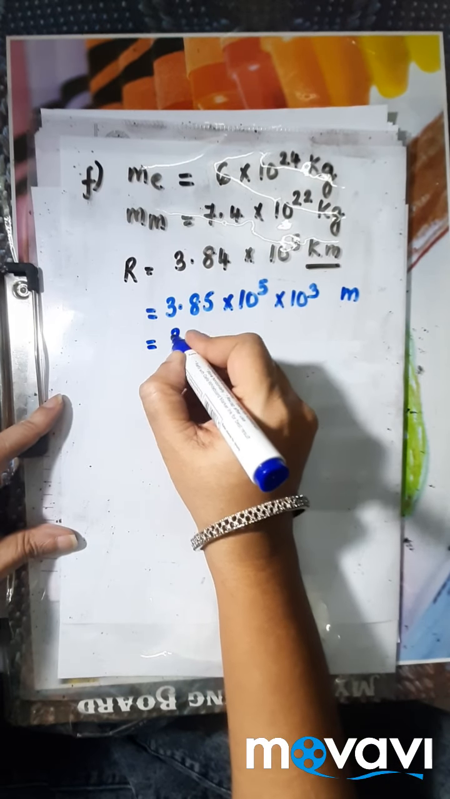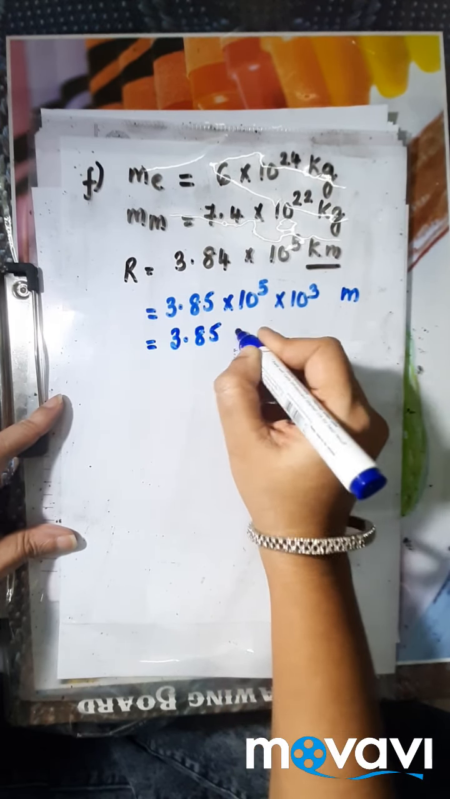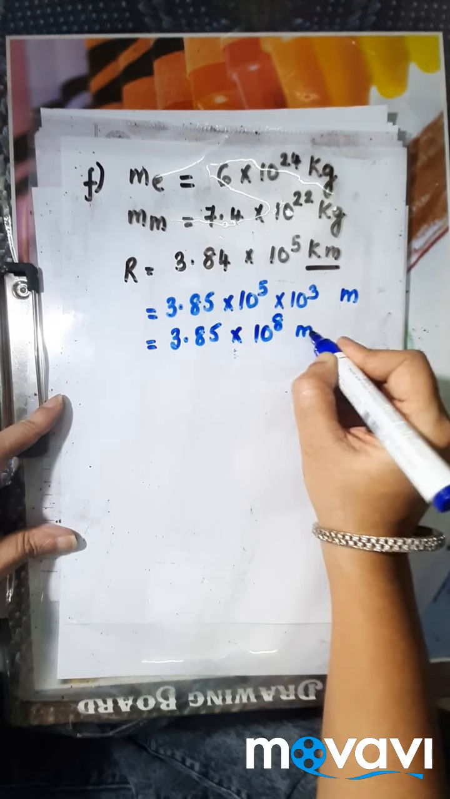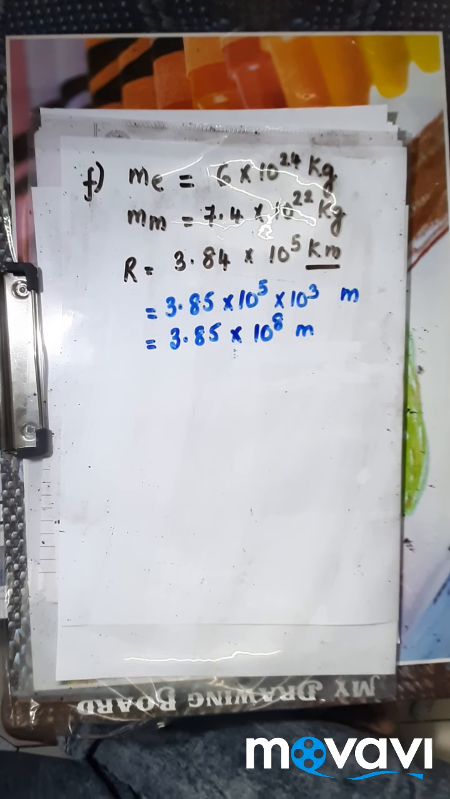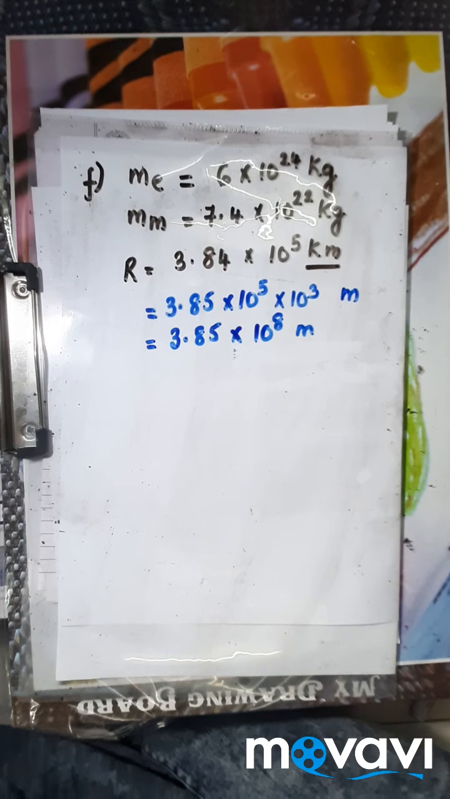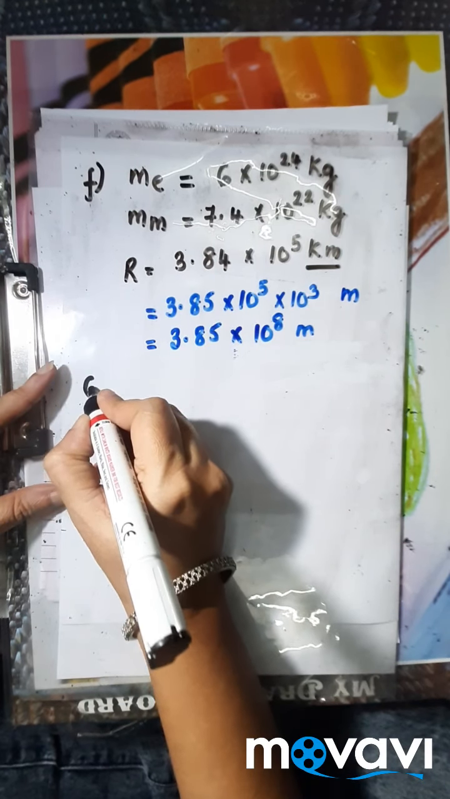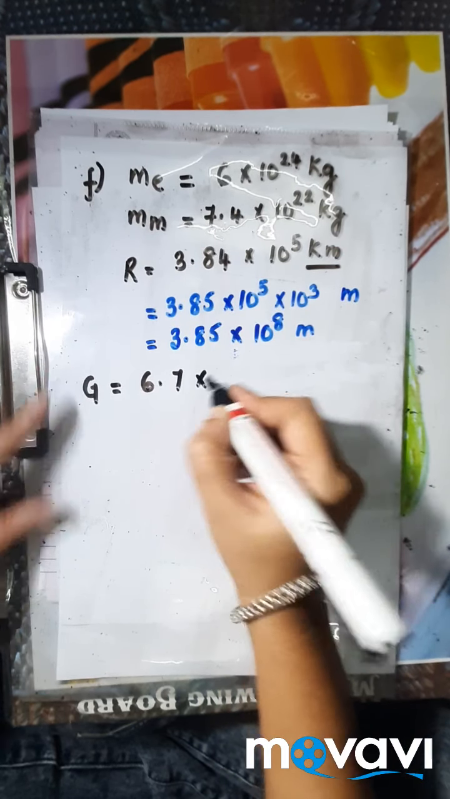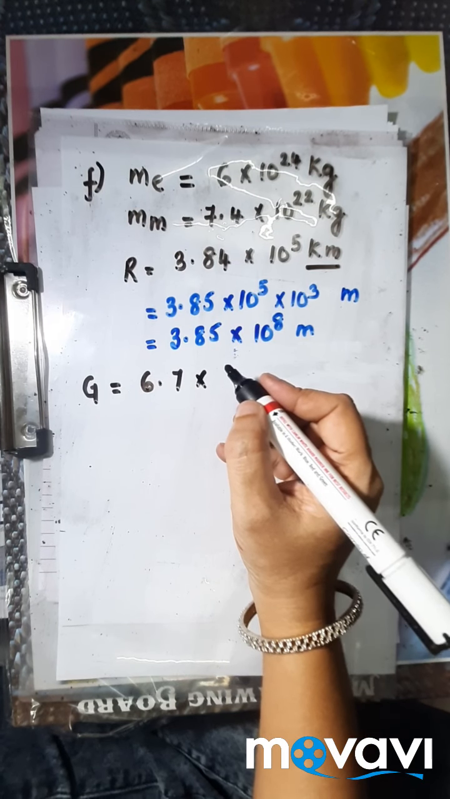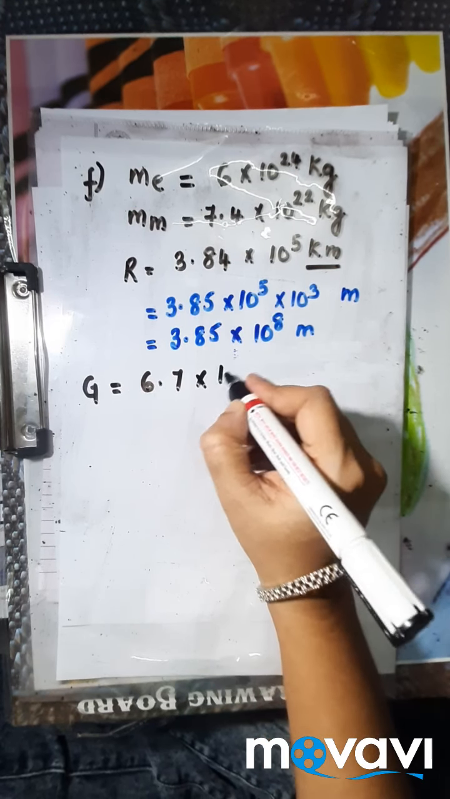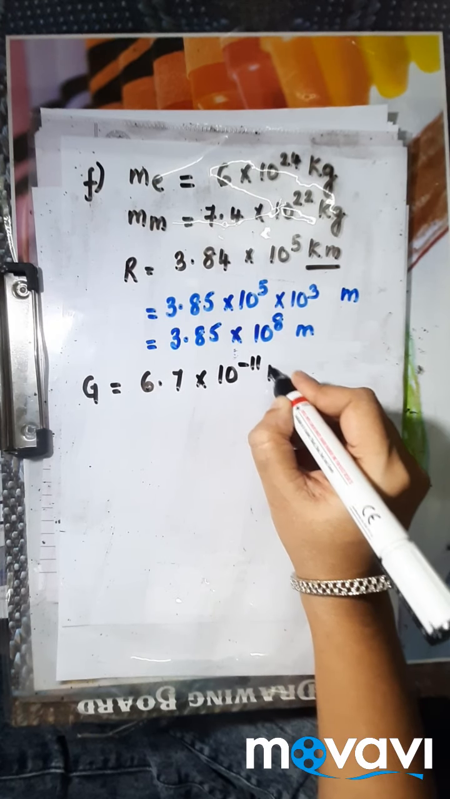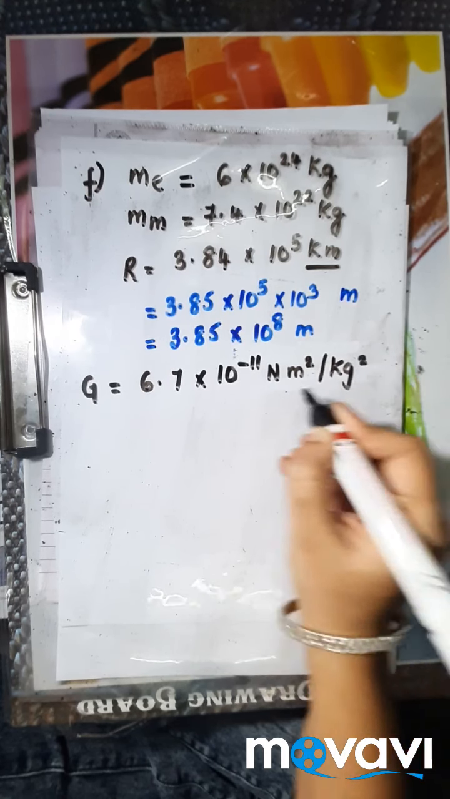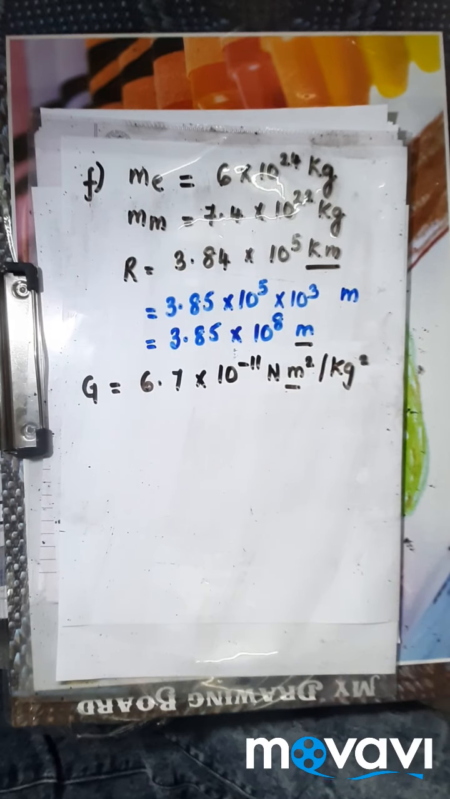So I will write this as 3.84 multiplied by 10 raised to 5 plus 3. Okay, indices addition. 5 plus 3, 8 meter. Yes or no? And they are telling you that the value of G, they don't give you, you have to take 6.67, but here they are giving it as 6.7 multiplied by 10 raised to minus 11 Newton meter square per kg square, right? Because this is meters, I require this unit to be in meters.